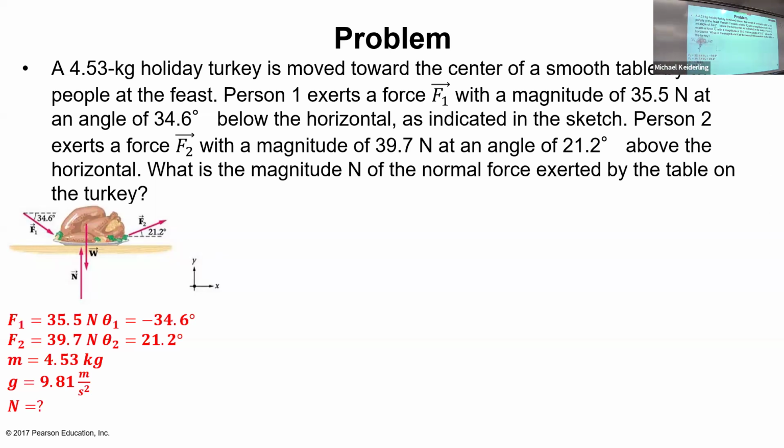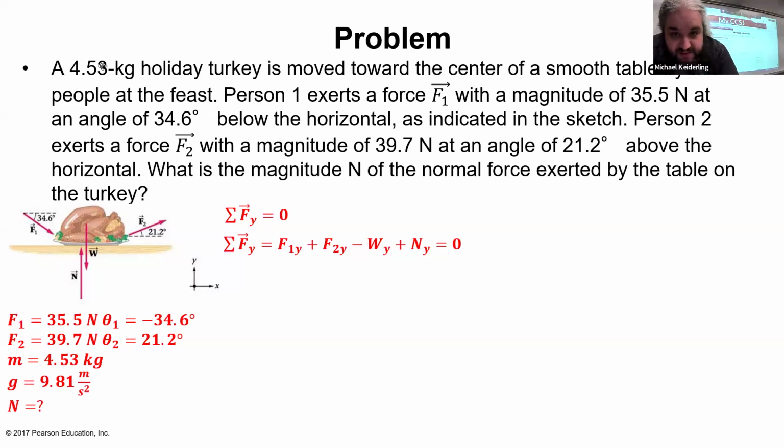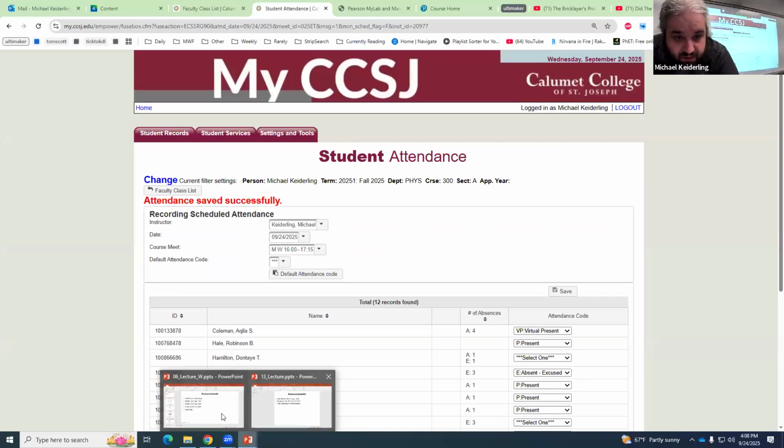And we're looking for the normal force. So our basic assumption when we're looking for normal force is that all the forces perpendicular to the surface will add up to 0. So the sum of all the forces in y is going to add up to 0. So that's going to be force 1 y plus force 2 y minus, well, okay, that probably could be written as plus.